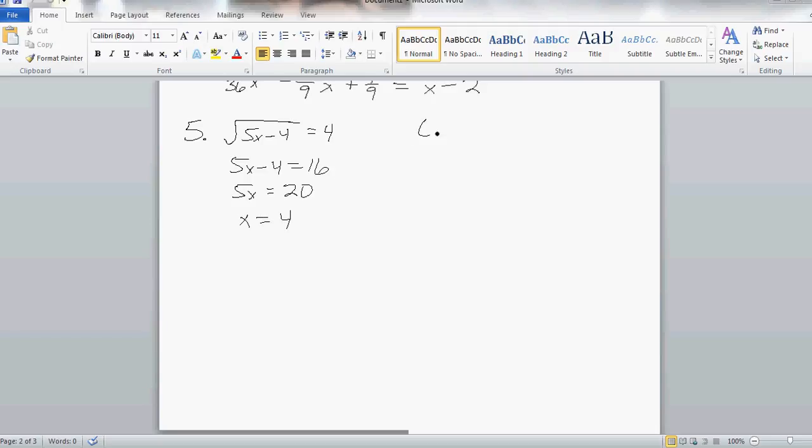Number 6 is very similar. We can rewrite it as the square root of x squared minus 1 equals 6. Square both sides. x squared minus 1 equals 36. Add 1 to both sides. x squared equals 37. And then take the square root of both sides. x equals plus or minus the square root of 37. Realize when we do the check here, this will turn positive 37 in both cases. 37 minus 1 is 36, and the square root of 36 is 6. So it all does work out.